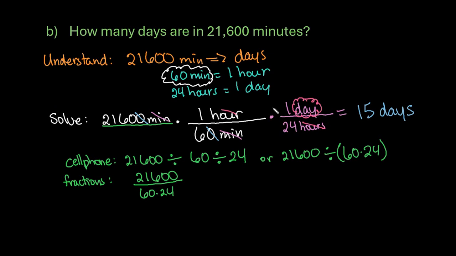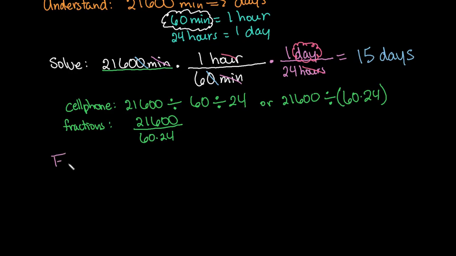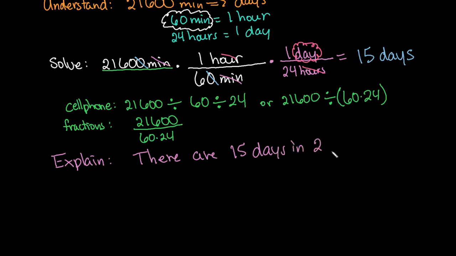And then we would just explain what we found. We can say that there are 15 days in 21,600 minutes. Since we were finding days, that's why I put it first. It probably makes more sense to say that there are 21,600 minutes in 15 days, but we were looking for the number of days.